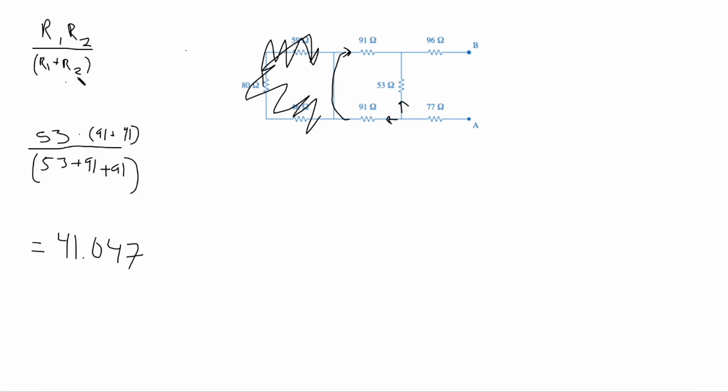So now that we've done this equation, we know that all 3 of these resistors are essentially one resistor that is 41.047. Now that we have done this math, we can see that all 3 of these resistors are equivalent to a 41.047 ohm resistor going across here.